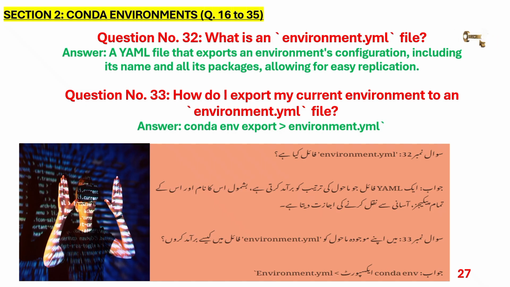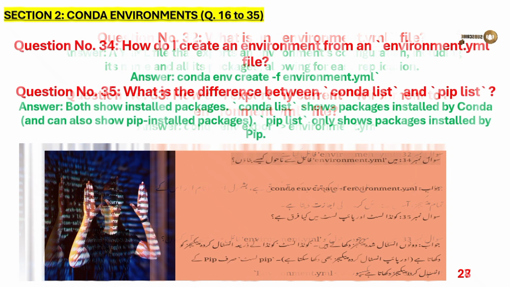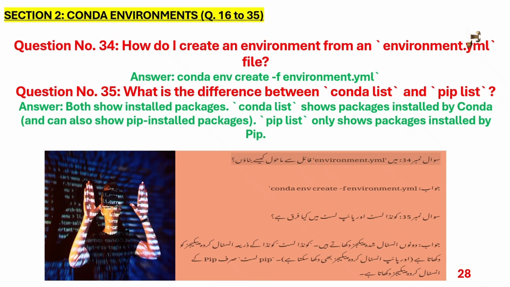Question number 35. What is the difference between conda list and pip list? Answer. Both show installed packages. conda list shows packages installed by Conda, and can also show pip installed packages. pip list only shows packages installed by pip.